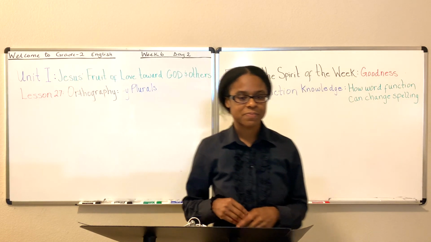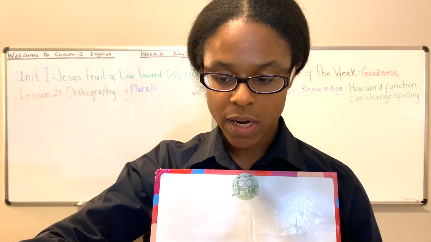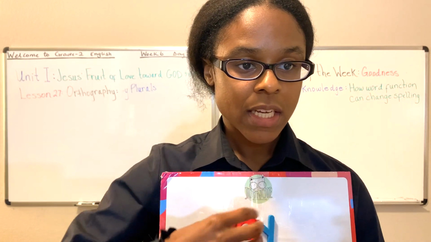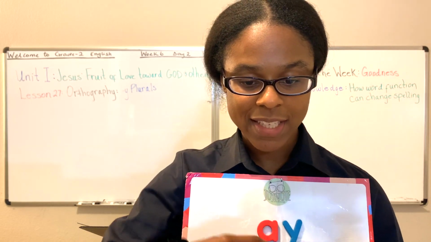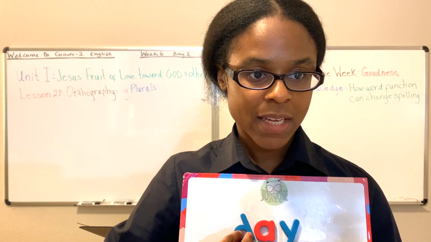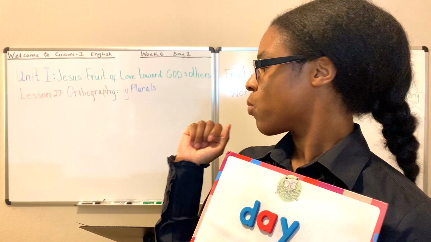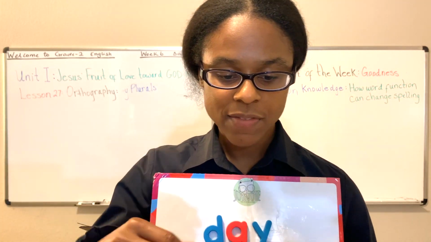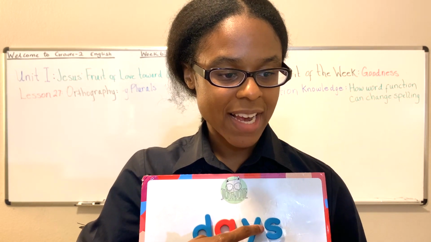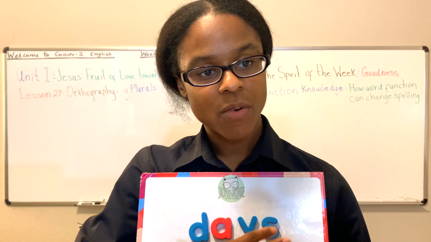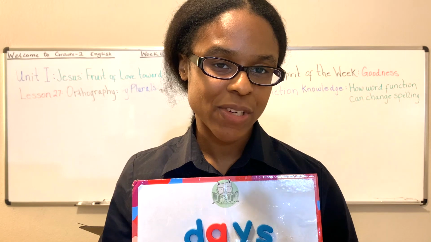Let's look at some examples. When a word ends in the letter Y and the letter Y is preceded with a vowel, such as in the word day, D-A-Y, then to make that word plural, all you have to do is add an S. That's easy. Days, D-A-Y-S. I have 1 day to finish my project. I have 2 days to finish my project.